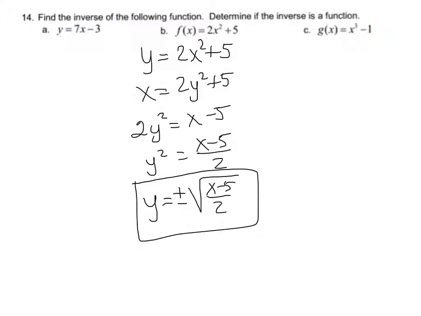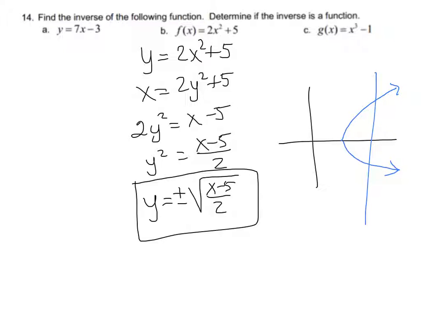If you consider the graph of any square root function, it's even easier to see graphically. When x is 5, this whole thing is 0. Here is the positive square root of x minus 5 over 2. Here is the negative square root of x minus 5 over 2. And there is the failure of the vertical line test, so no, it is not a function.